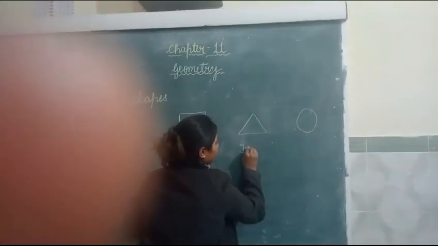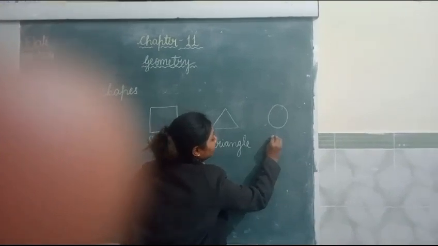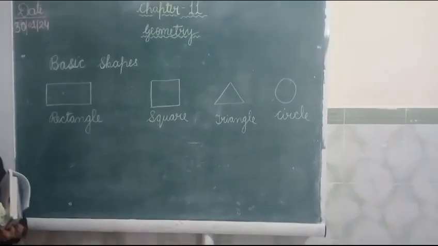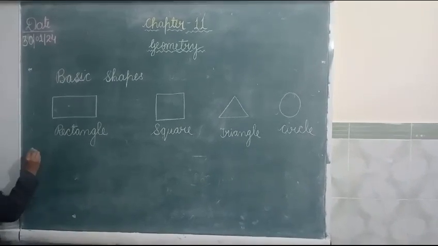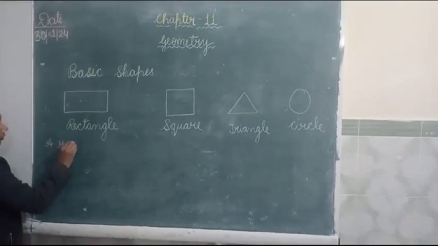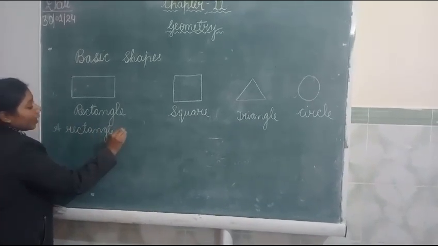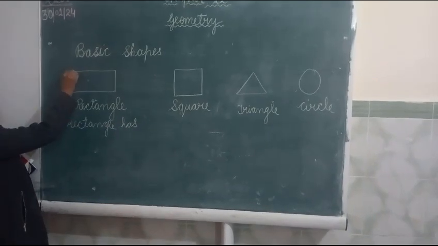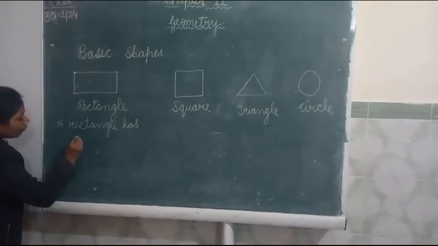It is a triangle and it is a circle. Now these are four basic shapes. Firstly, we know what a rectangle is. A rectangle has how many sides? Four sides.